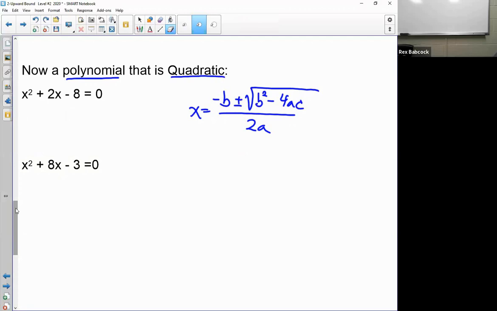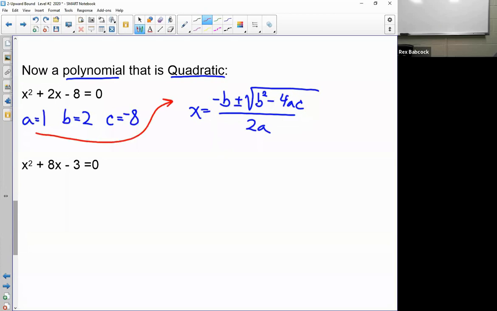And on this problem, sometimes it's not a bad idea to write it down. But a is always the square term coefficient, 1. B is the x term, or the non-square term, that's 2, coefficient. And c is the constant term, whatever that coefficient is, and it's -8 here. So if I wanted to solve this, I would put these numbers into that equation, in the way it's written out.